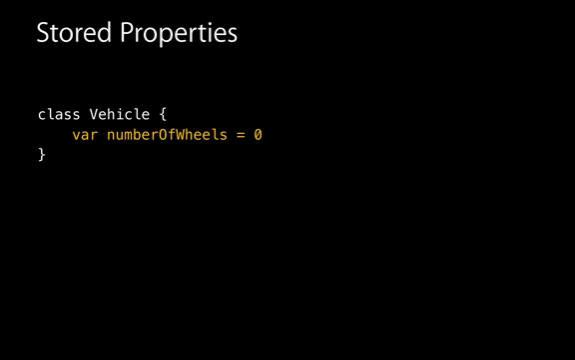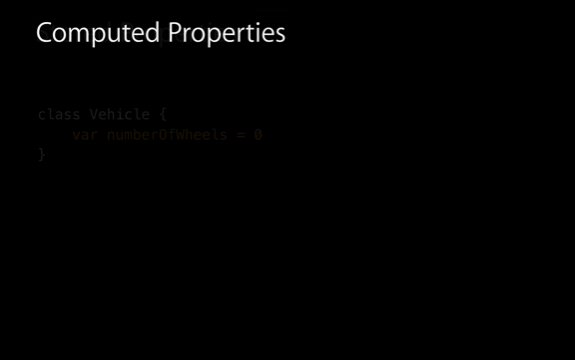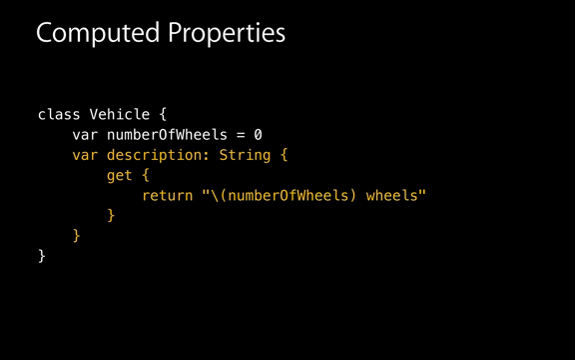But we do have a second kind of property as well, known as computed properties. Let's add one of those to our vehicle class. So this is a computed property that provides a description of our class, just a string description of the number of wheels it has. Note that computed properties don't have a backing store. Instead, they generate or calculate a value when they're called. And to write one, we provide the type that we want this property to have, and then just return a value of the appropriate type.